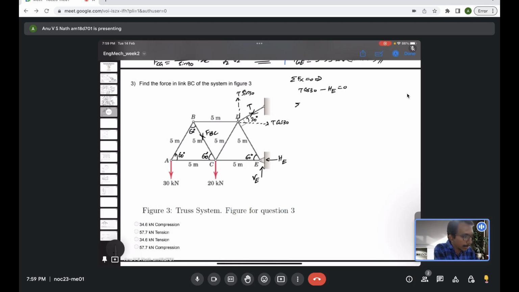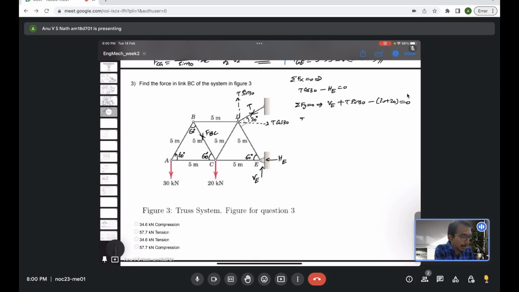Then the second equation is sigma Fy equal to 0. Now we have the vertical reaction at E acting upward. Then T sin 30 is also acting upward, right? So plus T sin 30. Then 30 and 20 are acting downward. So minus 30 minus 20 should be 0.